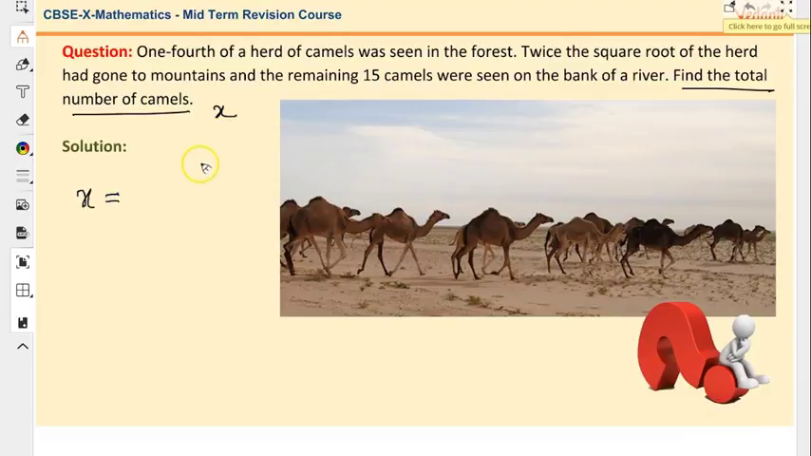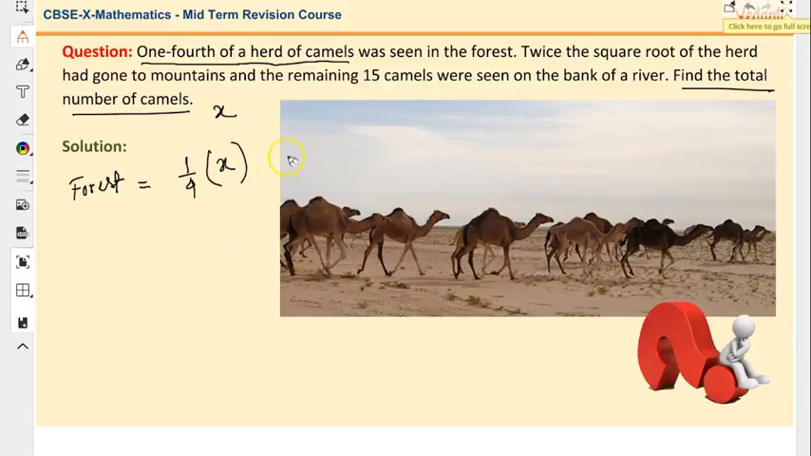Let us see what the parts are first of all. They are saying 1/4 of a herd of camels was seen in the forest. So how many are there in the forest? In the forest, we have 1/4. 1/4 of whom? 1/4 of the herd of camels. So how many camels are there in the herd? There are x camels in the herd. So how many are there in the forest? 1/4 of the herd, that is 1/4 of x.